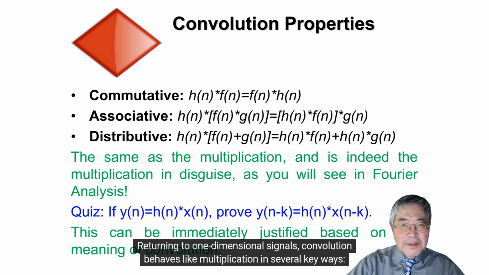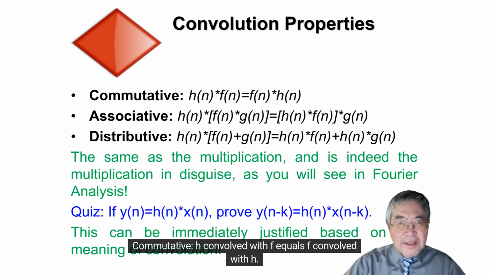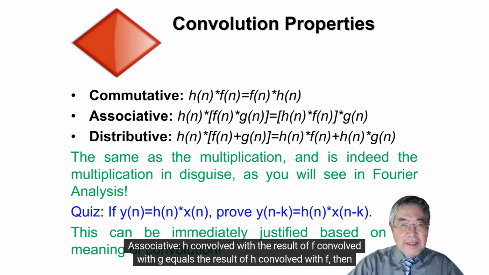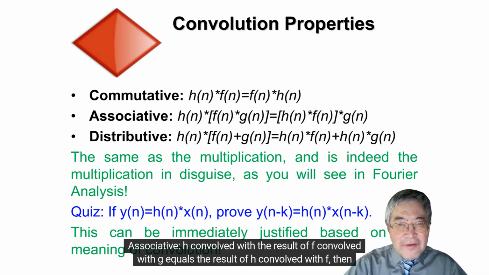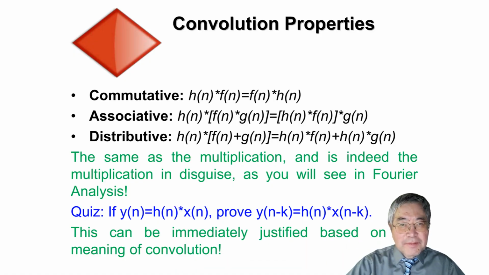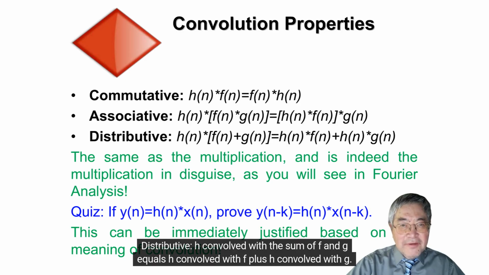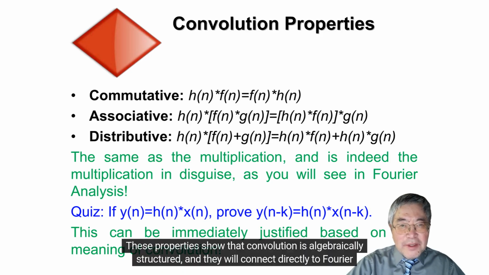Returning to one-dimensional signals, convolution behaves like multiplication in several key ways. Commutative: H convolved with F equals F convolved with H. Associative: H convolved with the result of F convolved with G equals the result of H convolved with F, then convolved with G. Distributive: H convolved with the sum of F and G equals H convolved with F plus H convolved with G. These properties show that convolution is algebraically structured, and they will connect directly to Fourier analysis.